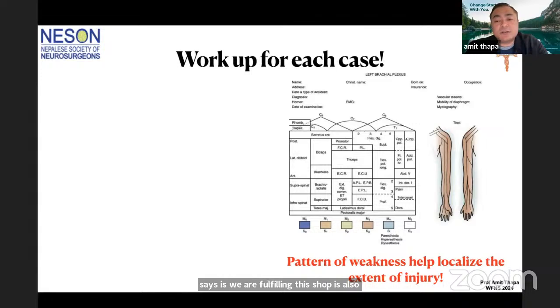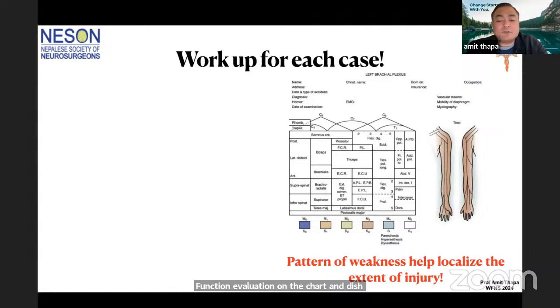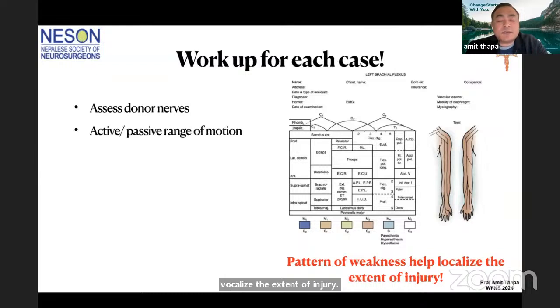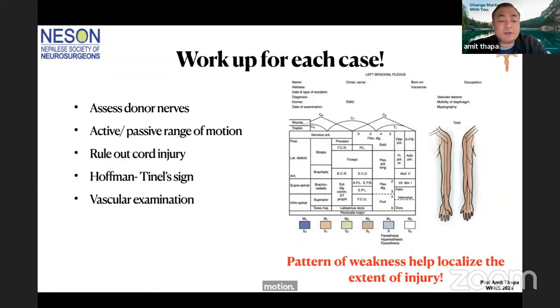This is also known as the Medical Research Council chart, where we fill up the motor and the sensory function evaluation on the chart, which helps us to identify the pattern of weakness and to gauge the extent of injury. With this, we also want to assess the donor nerves. We also want to assess the active and the passive range of motion. We want to rule out any quad injury, and check Hoffman-Tinel sign, to see whether regeneration is there or not.